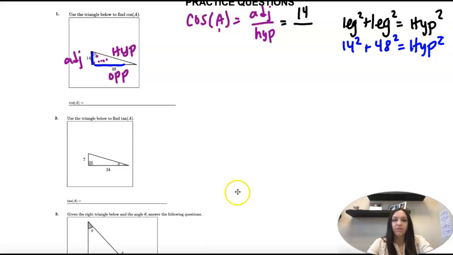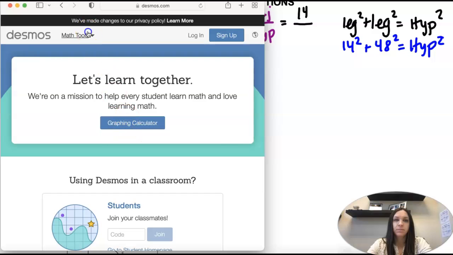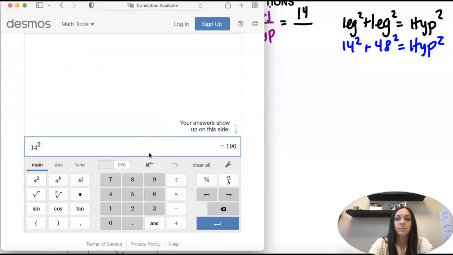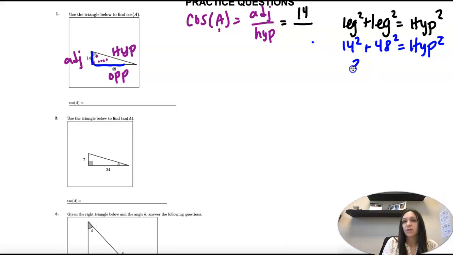So let's solve for this. I need a calculator. So 2500 is 14 squared plus 48 squared. That's not the length of the hypotenuse, that's the length of the hypotenuse squared.